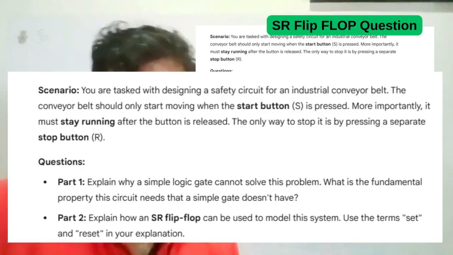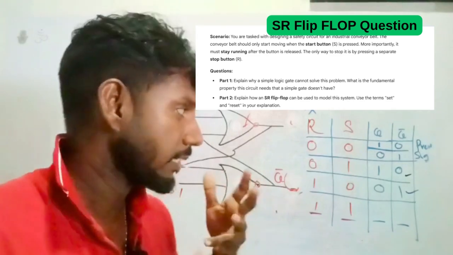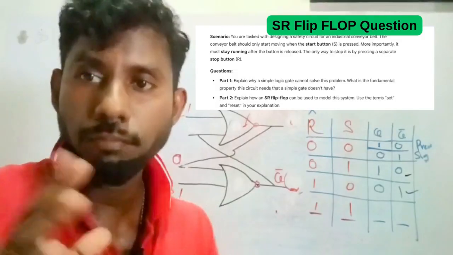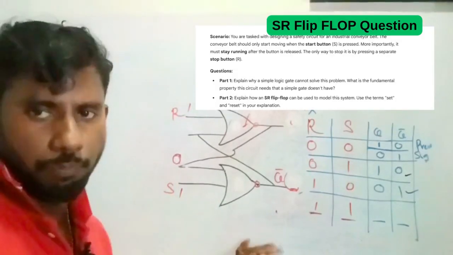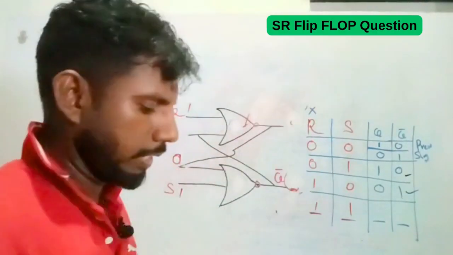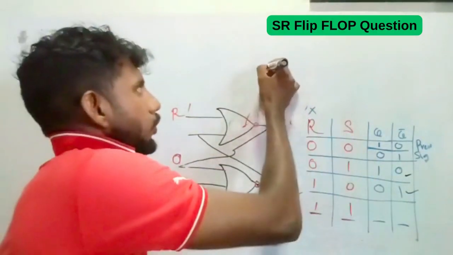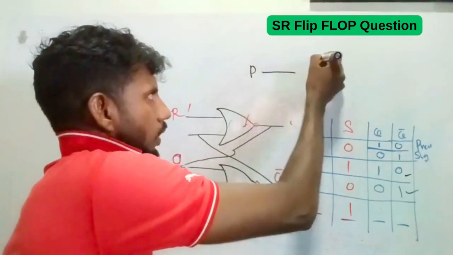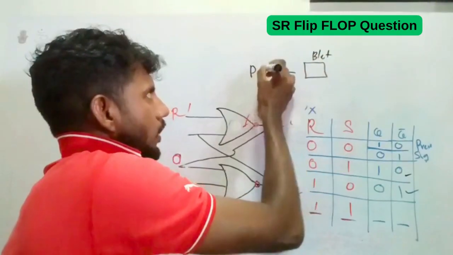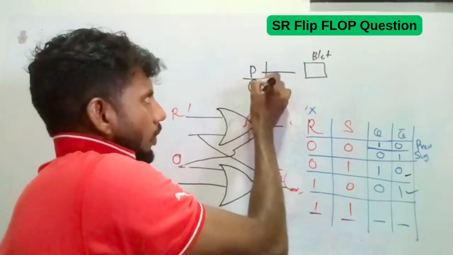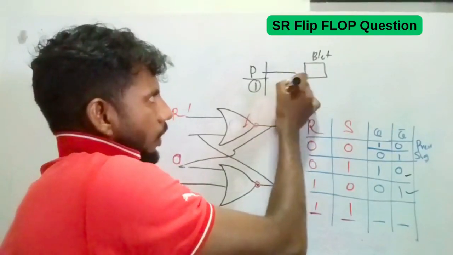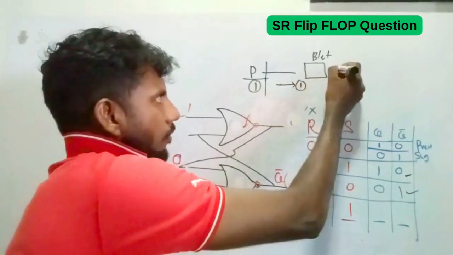Actually, from the question itself, it is telling us that we cannot use simple logic gates here. But let's try using a simple logic gate here instead of a flip-flop. Actually, we have to use a flip-flop here. Let's say here we use a push button. Right? So this is the conveyor belt. It will operate once this push button shows 1. So once it is pressed, it will be 1, right? So the conveyor belt will be getting a 1 signal. So it will start running. Okay.